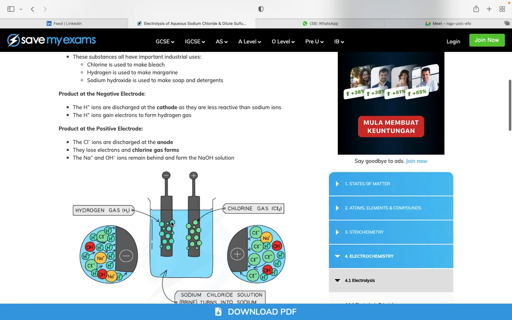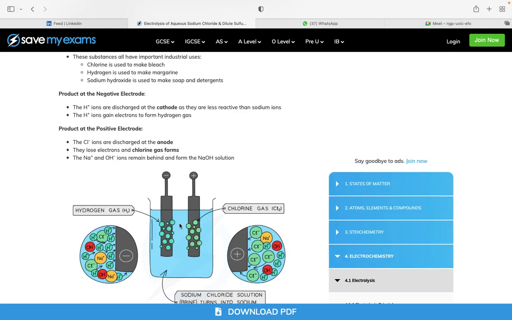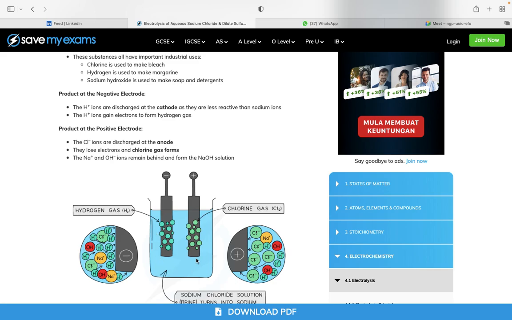When electricity passes through it, it will break this aqueous sodium chloride into ions. There are four ions according to this concept. One is the sodium ion, Na+, this yellowish or orange color. This is one of the ions that will be dissociated, discharged from this aqueous solution.